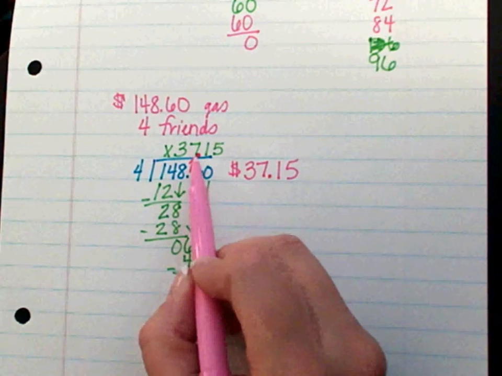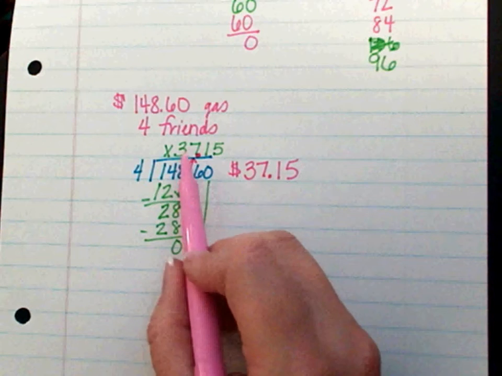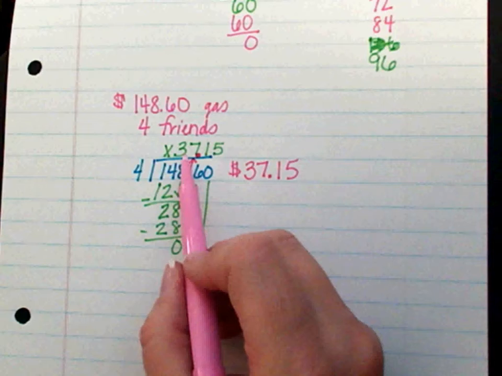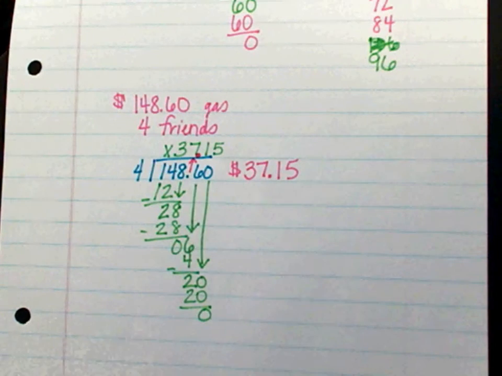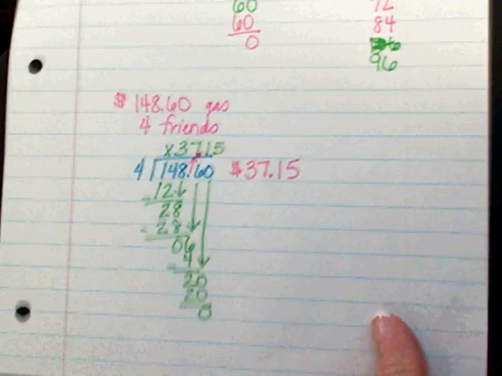My new total is 20. 4 goes into 20 5 times. 5 times 4 is 20. I'm going to end up with 0. Nothing more to bring down, so I am done. Now, because we did not have a decimal outside, there's nothing to bring inside. The decimal is going to stay, and it goes up. That means that each person paid $37.15.